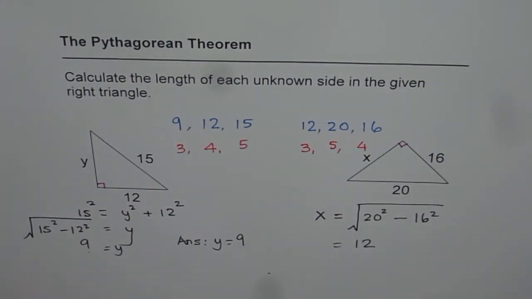3, 4 and 5 is a good set to remember. It always forms a right triangle, and its multiples will also form right triangles. So that is the learning which we take from this. So try to remember this magic set of numbers 3, 4, 5, which always forms a right triangle.